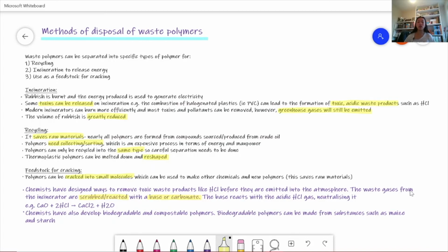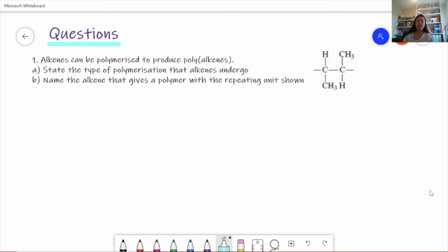And chemists have also developed biodegradable and compostable polymers. Biodegradable polymers can be made from substances such as maize and starch. Now we're going to have a look at some questions.